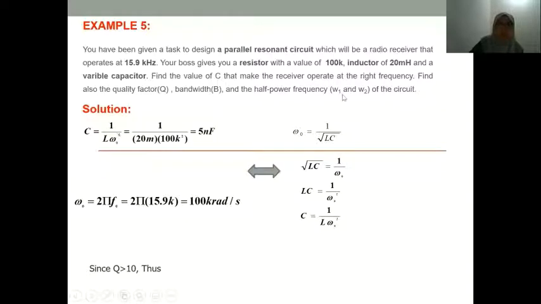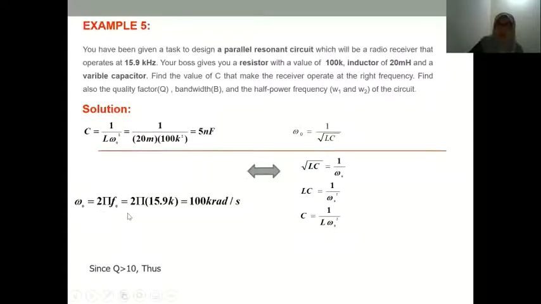You have the inductor value, and you have the parallel resonance circuit value. So this one is your f naught, the resonant frequency, but in hertz. So you have to convert to radian per second, so you have to multiply by 2 pi. Then you get the omega naught.